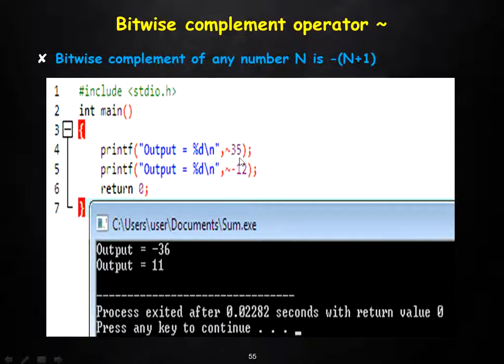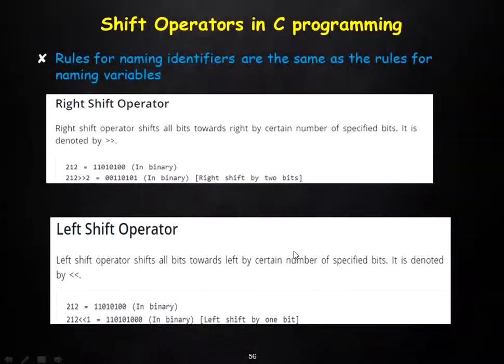So if you try to put this in here, you're finding the bitwise complement of 35. So 35 is n. So 35 plus 1 is 36. Answer is minus 36. Similarly here they find it for minus 12. So minus 12 plus 1 is minus 11. Minus minus becomes plus. Next is shift operators in C programming.